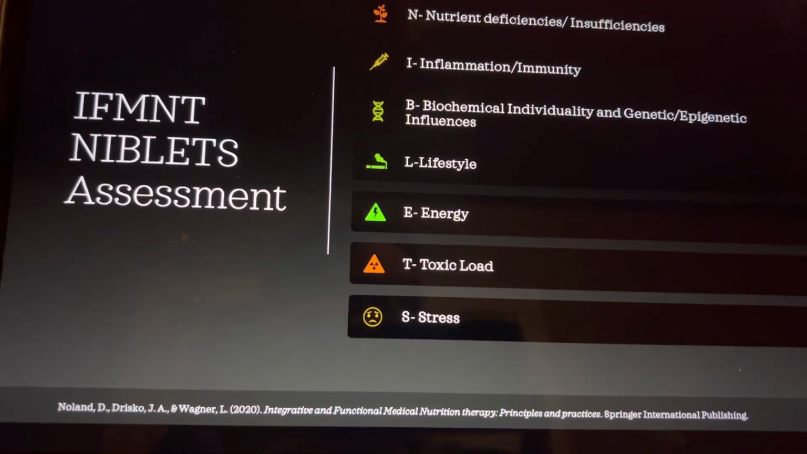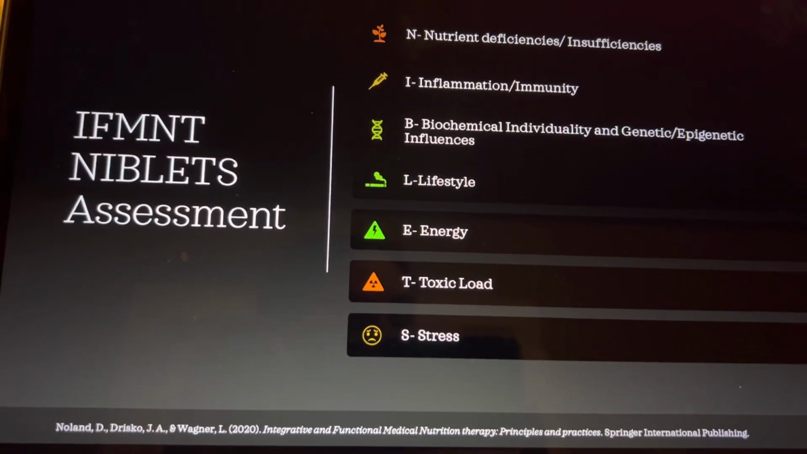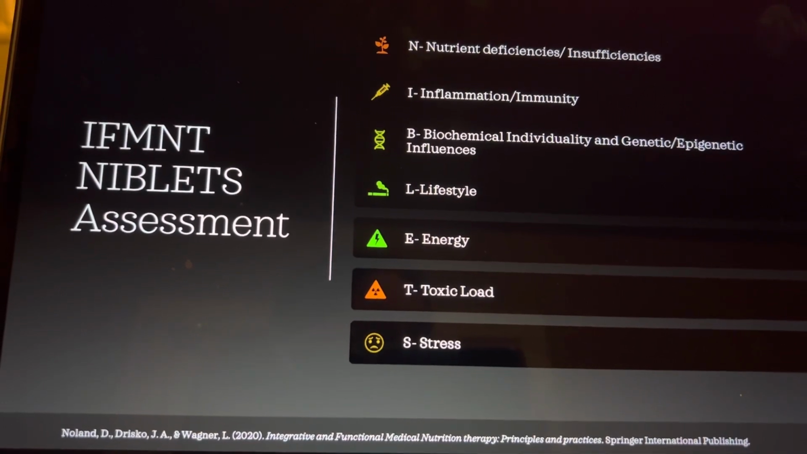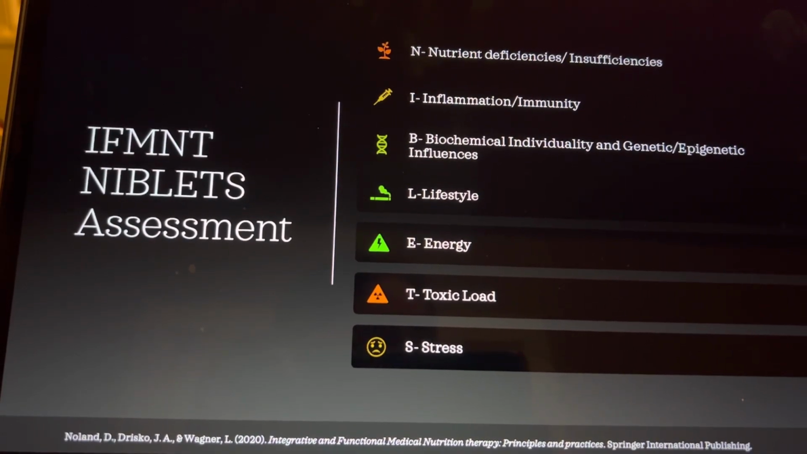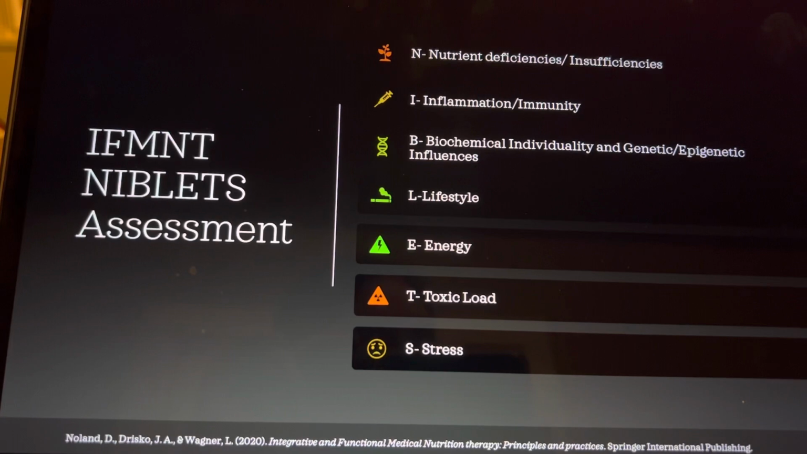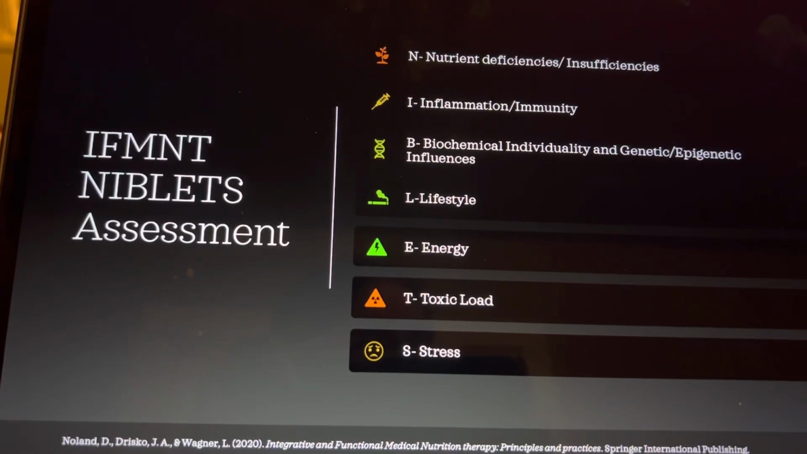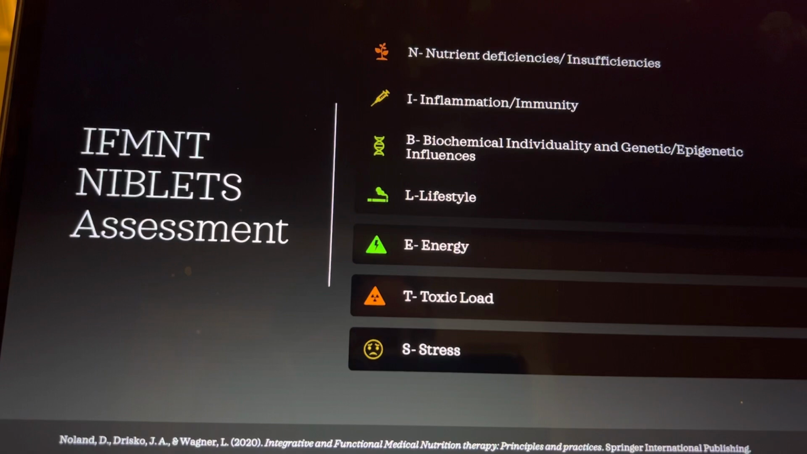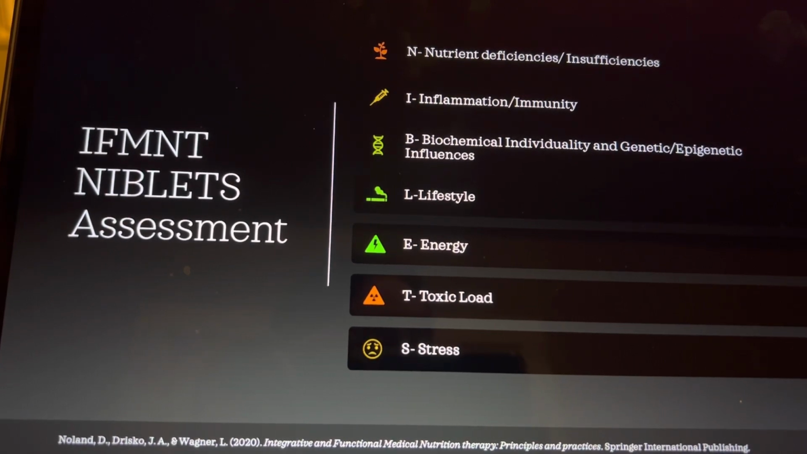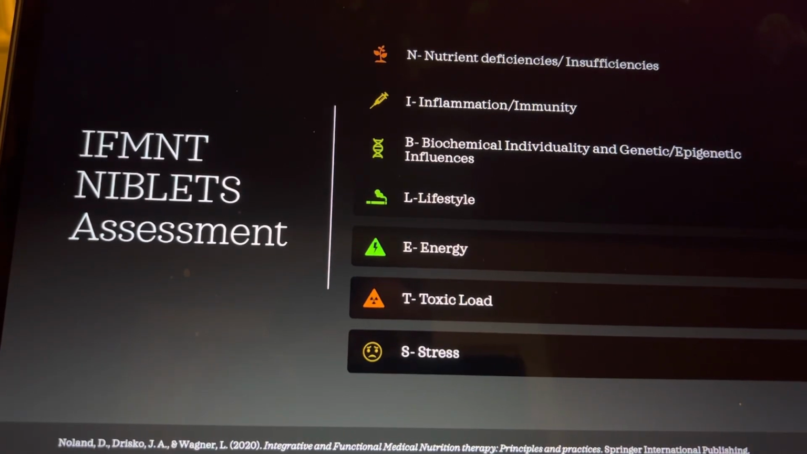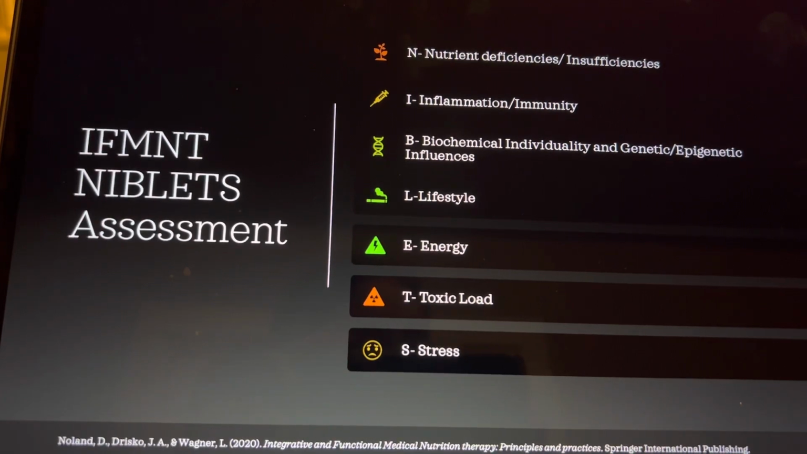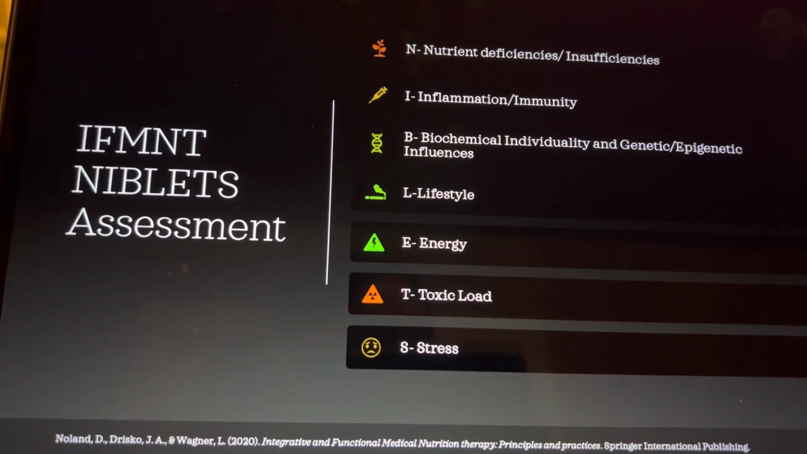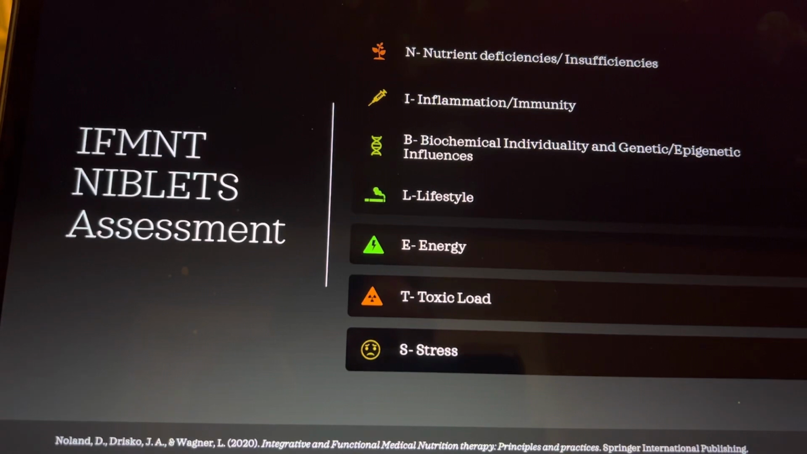The NIBLETS assessment can identify factors that can contribute to IBS. The N in NIBLETS stands for nutrition deficiencies and insufficiencies. It's important to understand the nutritional intake for patients with IBS due to the bowel patterns they may experience. Patients may be nutritionally deficient, and a low FODMAP diet, where poorly absorbed and rapidly fermentable carbohydrates are avoided, has been an effective treatment and nutritional therapy. I stands for inflammation and immunity.